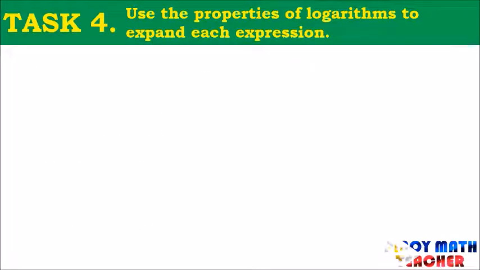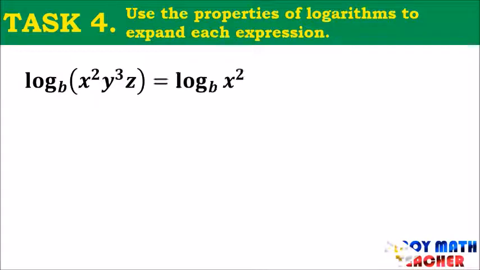Para sa task number 4, use the properties of logarithms to expand each expression. So given logarithm of x squared times y cubed times z to the base b. So ang gagamitin natin dito ay logarithm of a product para mapaghiwa-hiwalay natin yung x squared, y cubed, and z. So this is equal to logarithm of x squared to the base b plus logarithm of y cubed to the base b plus logarithm of z to the base b.